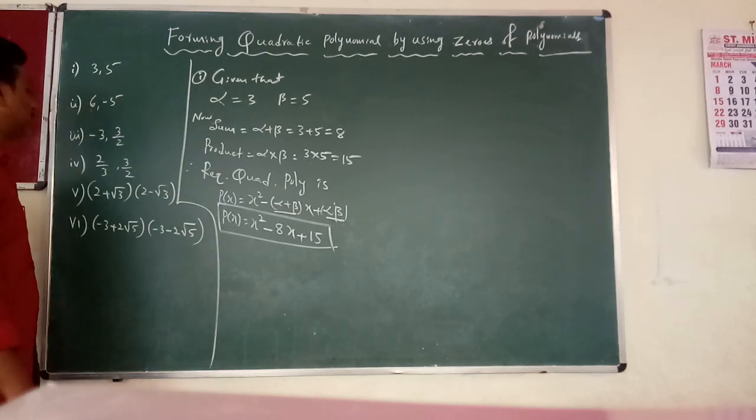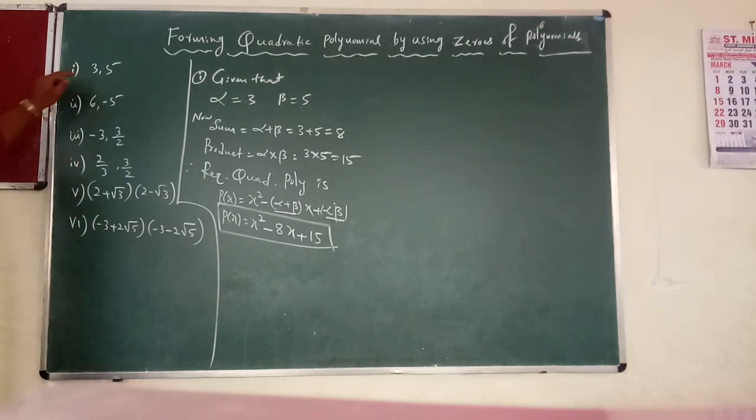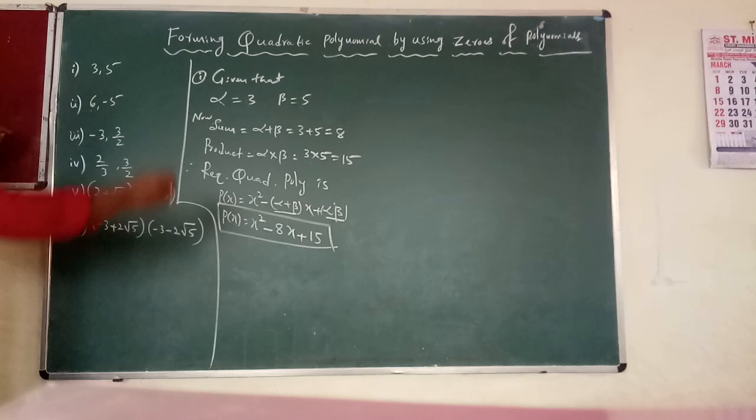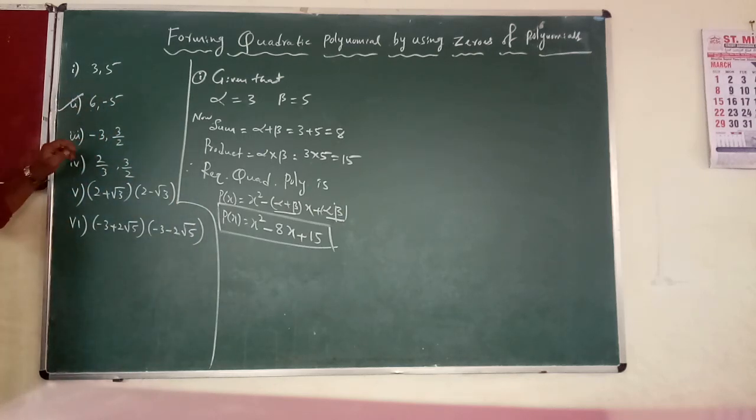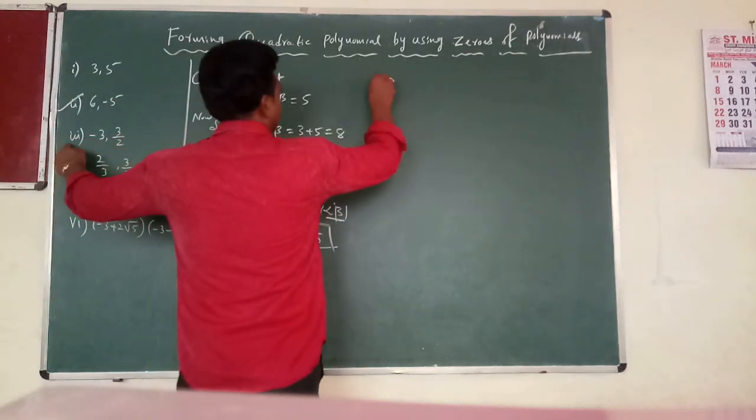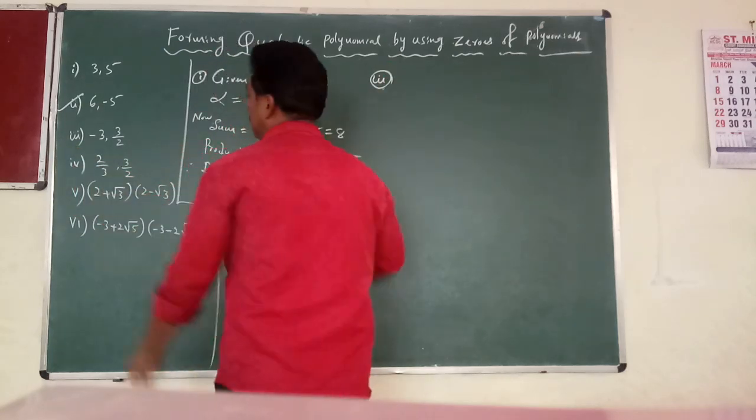So this is the first one. Similar to that, this is the second one. I think you can try this. Only concentrate: here we have a negative sign. So I will go to the third one. The third sum is also exactly the same.